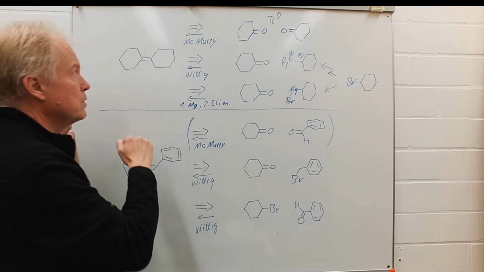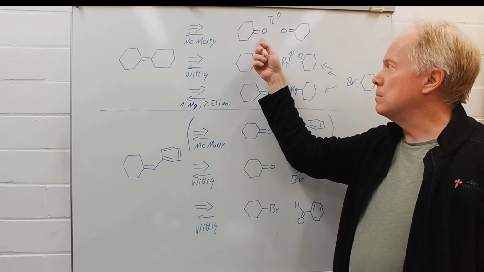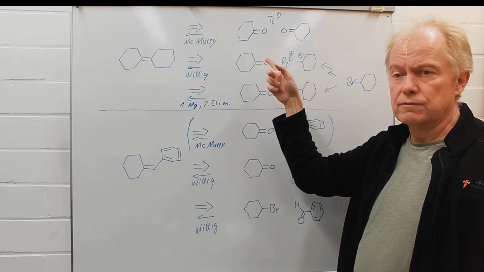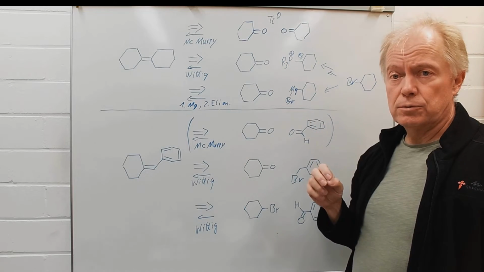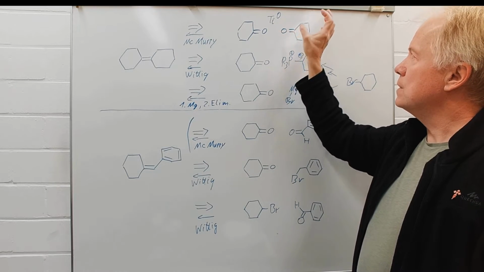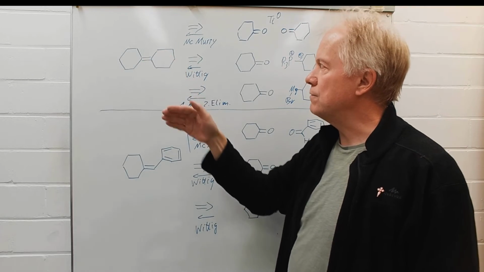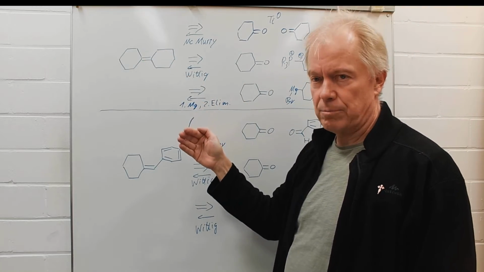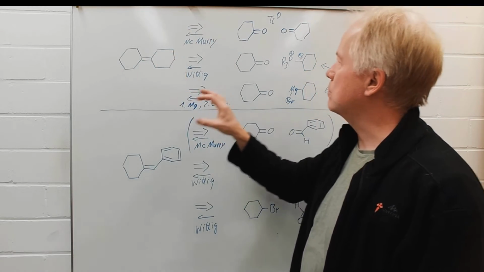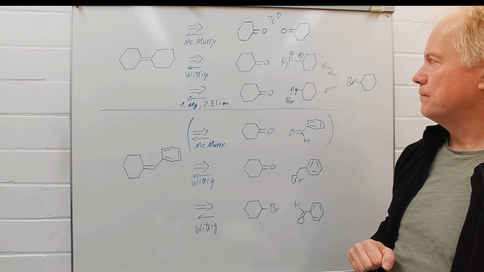Well, a McMurry reaction would mean we have just to start from cyclohexanone with titanium in the oxidation state 0. Titanium dioxide would be eliminated, and we would have in just one step the homocoupling product by a McMurry reaction.